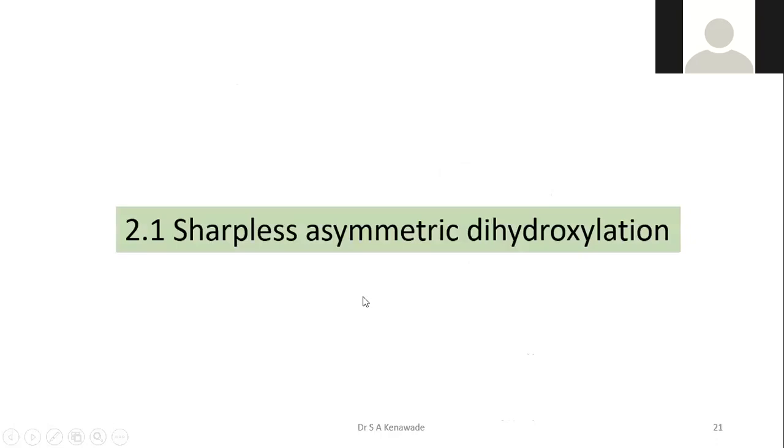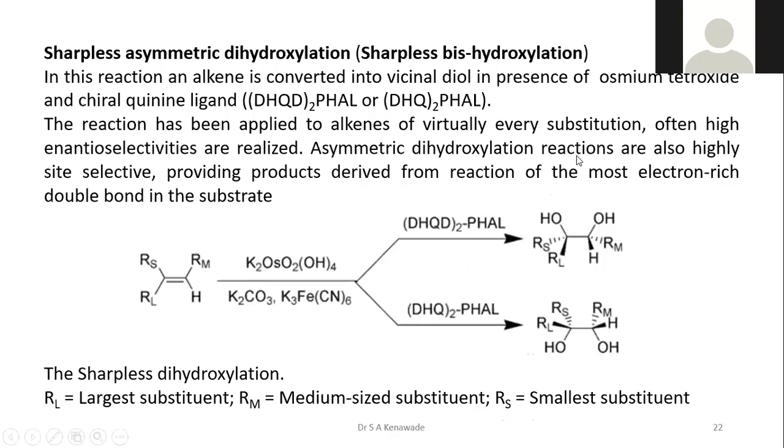Then next one is Sharpless asymmetric dihydroxylation. This is the Sharpless asymmetric dihydroxylation. In this reaction, we can convert alkene into bis-hydroxylation. Bis-hydroxylation means vicinal diol. You know geminal diol or vicinal diol. Geminal diol means two OH groups are attached to the same carbon atom. And in vicinal diol, the two OH groups are attached to two different but adjacent carbon atoms.